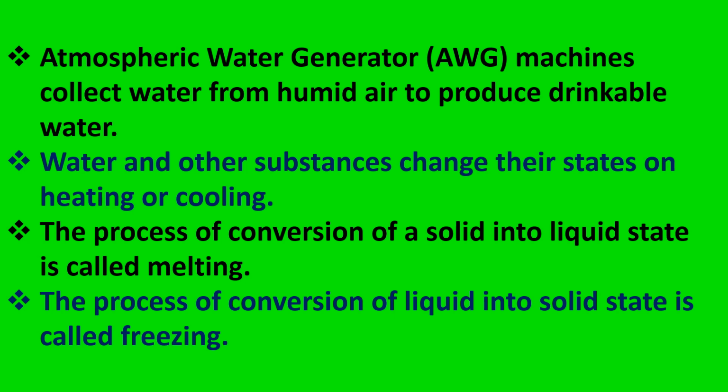Atmospheric water generator, AWG machines, collect water from humid air to produce drinkable water. So AWG is the short form of atmospheric water generator. These machines collect water. कहाँ से collect करती है? Humid air से, to produce drinkable water for us.